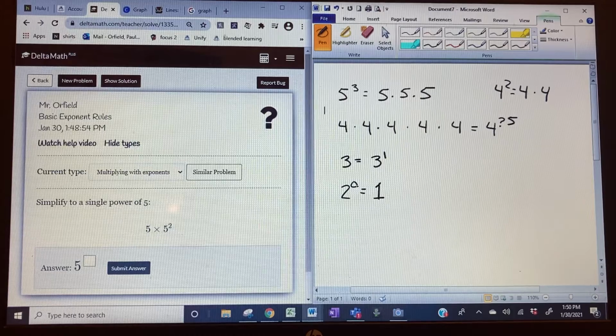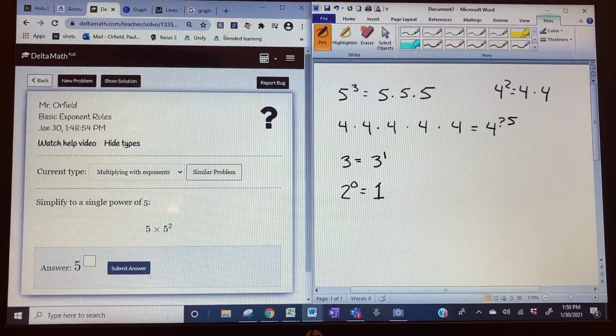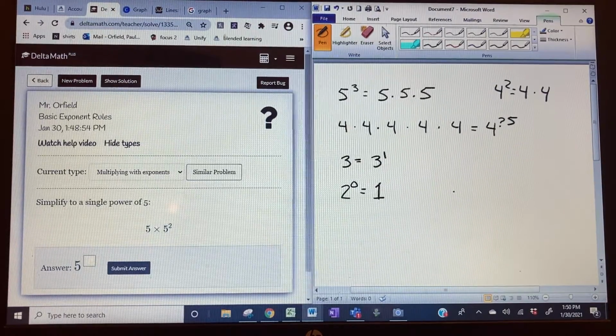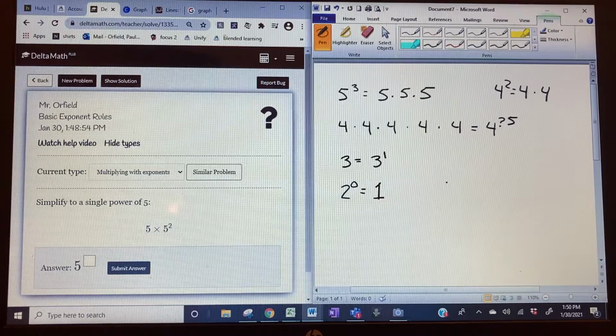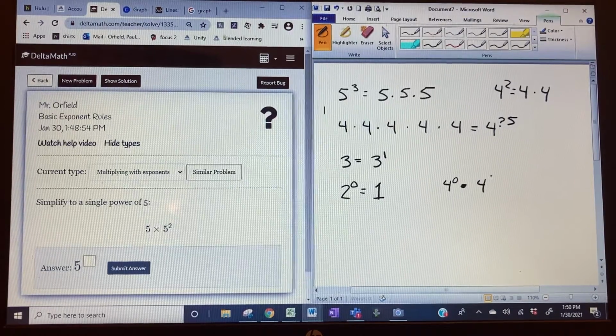Okay, 2 to the 0 equals 1. All right, it doesn't equal 2. That's what a lot of people don't get here. So anything to the first power is just whatever that number is in front of it. But if it's to the 0 power, it actually equals 1. So at the end, I'm going to show you this problem just in case I forget or don't run into one like it. So for instance, if I have 4 to the 0 times 4 to the 5th, I'll show you what that is, and I'll show it 2 different ways.